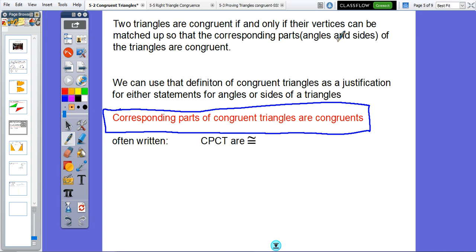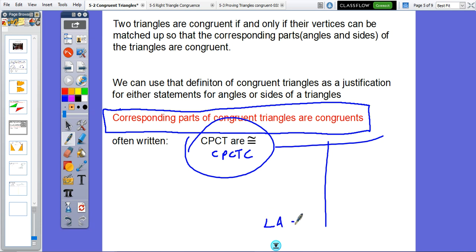And since we now know the triangles are congruent, we can assume that all the corresponding parts of the congruent triangles are congruent. We call that corresponding parts of congruent triangles are congruent, or for short, CPCTC. These will be used when it comes to 2-column proofs and we're trying to prove certain things are congruent, whether it's angles or sides. That'll be our reason once we prove the triangles are congruent themselves. And we'll explore that further on.